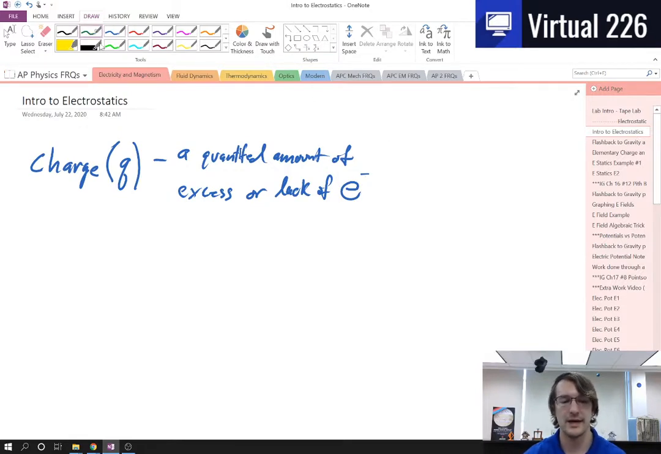Now, it's important that it can be either an excess or a lack of these electrons, because if we have just an electron by itself, that electron has some charge on it. It has a very specific charge that we'll talk about in a later video. But that electron has some charge on it, and it is negative because it's an electron. You probably remember that from chem. If we have an object, though, an object has lots of electrons and it has lots of protons associated with it. They have positive charges.